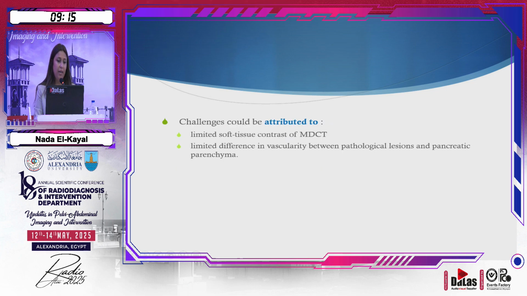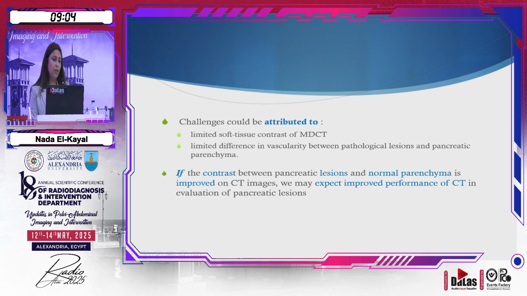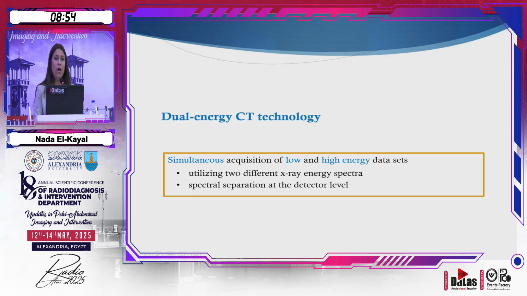These challenges could be attributed to either the inherent limited soft tissue contrast of multi-detector CT or the limited difference in vascularity between pathologic lesions and pancreatic parenchyma. So if the contrast between the lesions and the pancreatic parenchyma could be improved, we would expect an improved performance of CT in evaluating pancreatic lesions. So how can dual energy CT help? It's a relatively novel technology that has evolved over the past several years and been introduced in clinical practice.